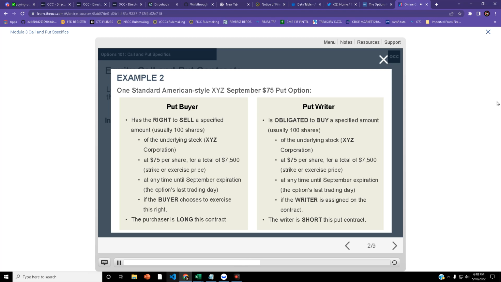Writing one standard American-style XYZ September $75 put option gives the writer the obligation to buy 100 shares of XYZ at a price of $75 per share between now and September expiration should the writer be assigned on their contract. This is known as being short the contract, and the writer is also known as the seller of the option.